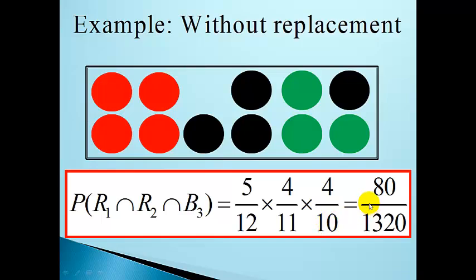And this is equal to 5 times 4 is 20. And 20 times 4 is 80. Divided by 12 times 11 times 10 is equal to 1,320.